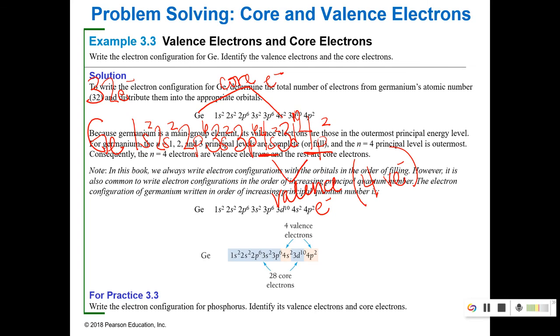Okay, one more. Let's do phosphorus. Phosphorus is element number 15. I'm going to start at the beginning. 1s2, 2s2, 2p6, 3s2, and 3p3. That is phosphorus. 3s and 3p, these are going to be valence. And all the rest are core.